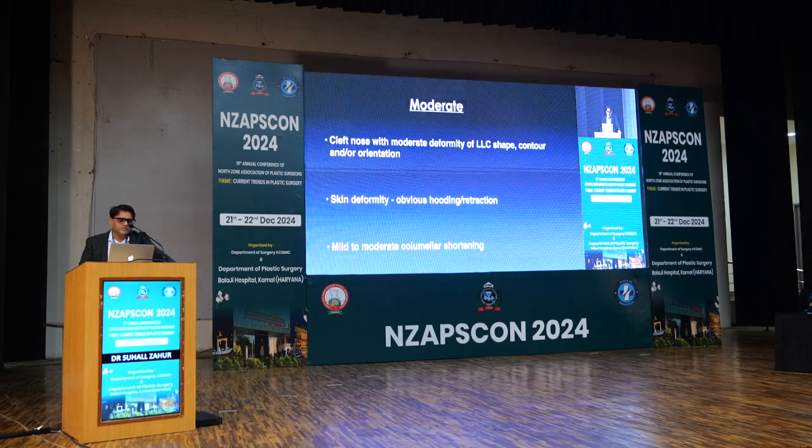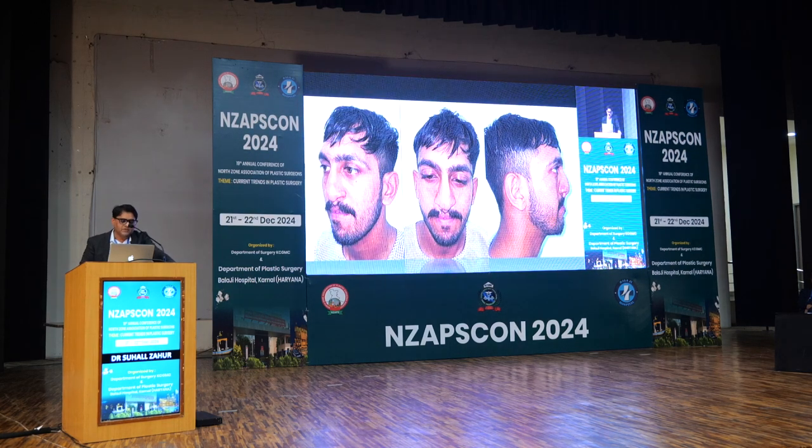So, coming back to the three questions, if nothing was done at that time, usually what we get is moderate or severe deformity. There is not only a deformity of the lower lateral cartilage shape and contour, but also a problem with the orientation of the lower lateral cartilages, and we get extra skin deformities, and we start getting columellar deformities, columellar shortening. This is again a case where you can see an amorphous tip, no definition, and some shortening of the columella.